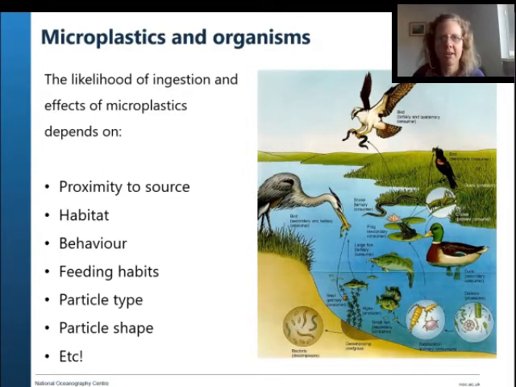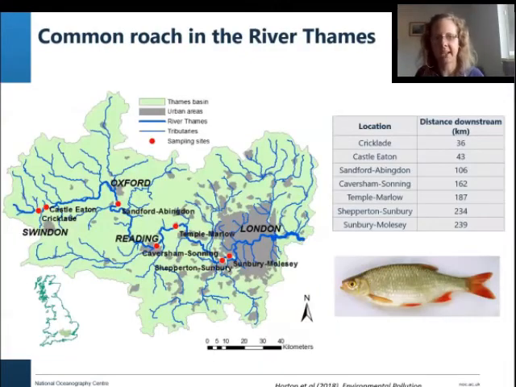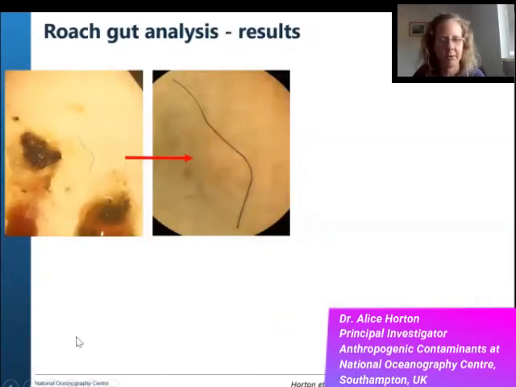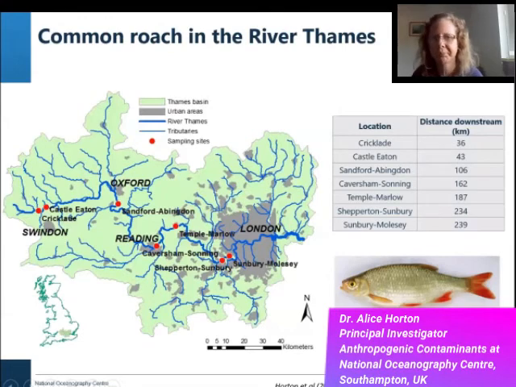So one of the studies that I've carried out, again in the River Thames, was looking at ingestion of microplastics by a fish called the common roach. So this is a freshwater fish. And I selected a number of sites around the River Thames basin. So these are the red dots on this map here. And you can see where this is in the UK on the bottom left image. These sites represented a range of different distances downstream from the source of the river.